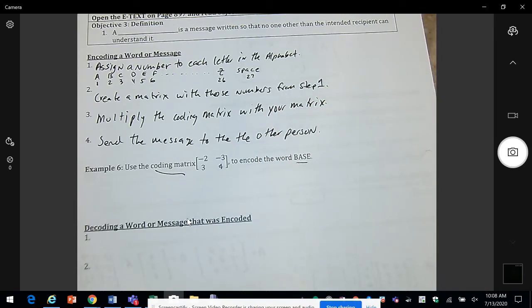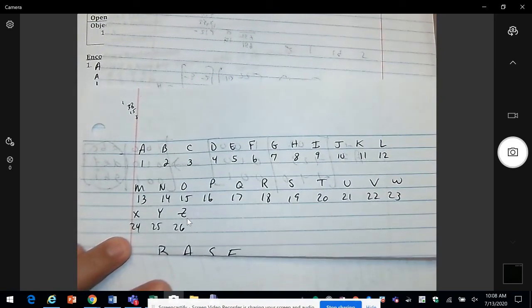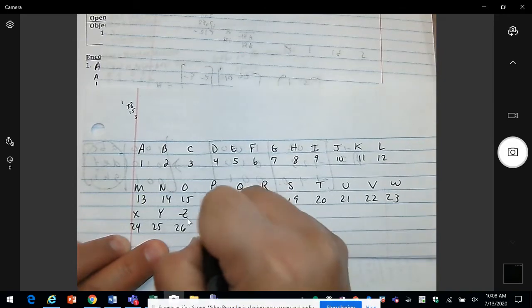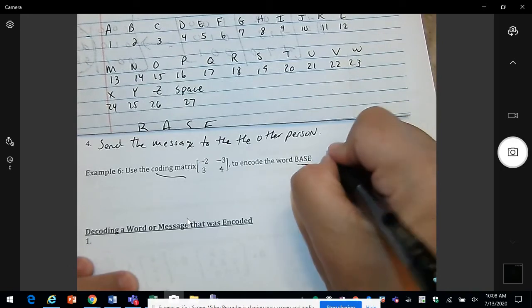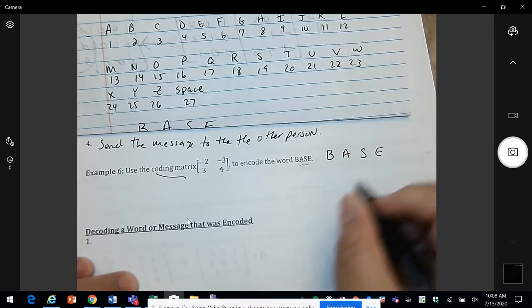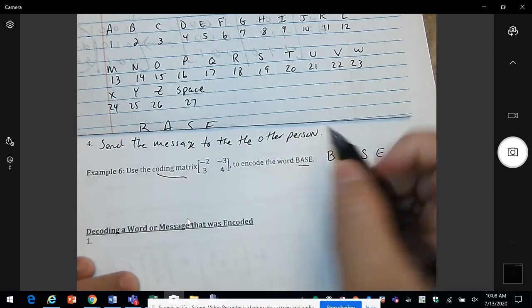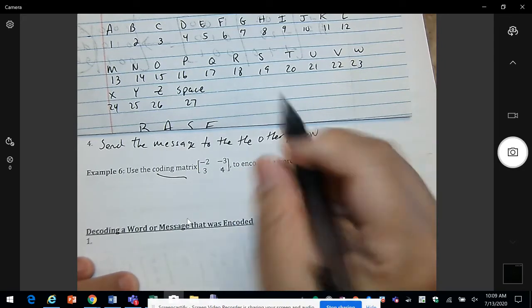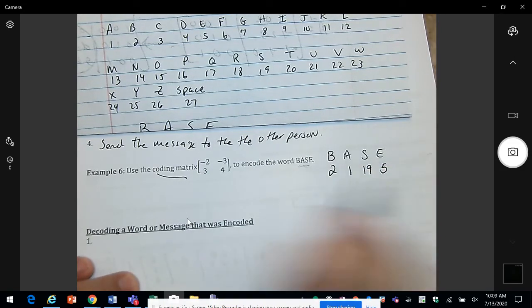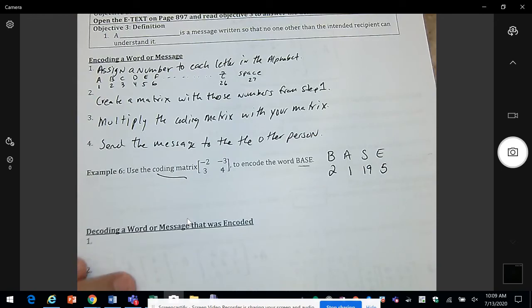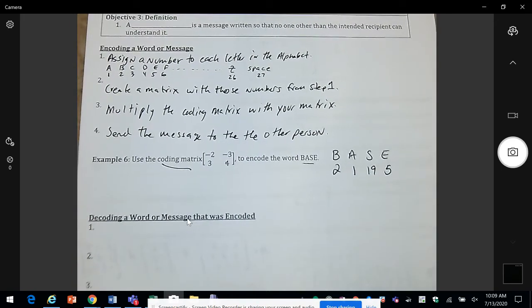Okay, so let's look at this example. I already have the numbers listed for us in this example. If you need a space, remember this is 27. So if we want to encode the word BASE, then B is going to be 2, A is 1, S is 19, and E is 5. Okay, so that's your first step: assign a number to the letters.